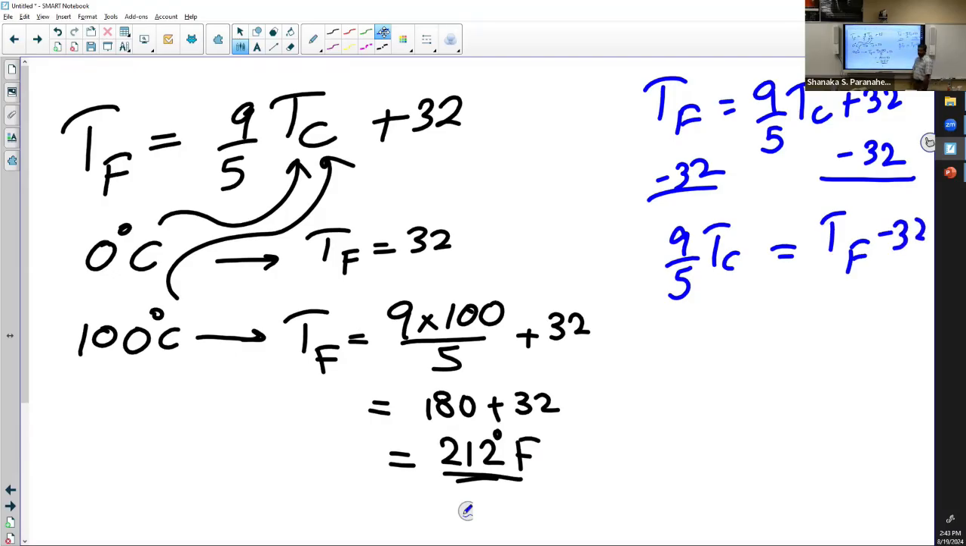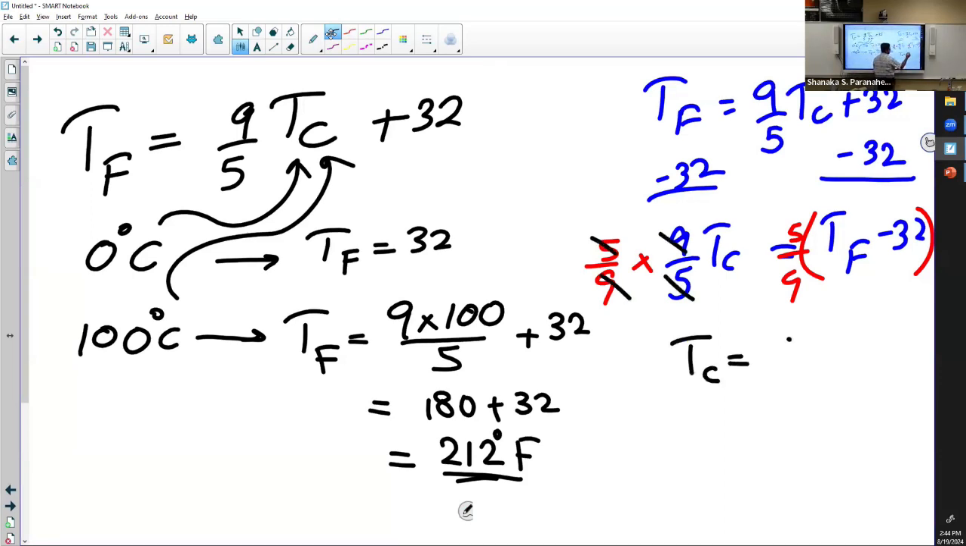My coefficient is 9 over 5, so I'm going to multiply both sides by the reciprocal of 9 over 5, which is 5 over 9. The coefficient cancels out. Now TC is equal to 5 over 9 times the quantity TF minus 32, within brackets. The brackets take priority, so you have to do this calculation first and then multiply by 5 and divide by 9. That equation converts any Fahrenheit value into Celsius.